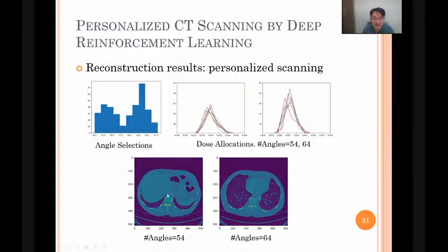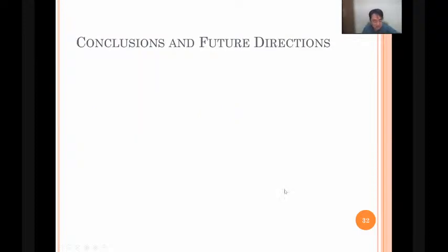You can see these are two different Z slices, could be from different patients, but basically two different slices, and you see that the image content looks quite different. And those are just the distribution of the dose. So you see these variabilities just to show that it does some kind of personalized scanning, because they choose the number of angles and specific angles differently, and also they allocate those differently for different images.